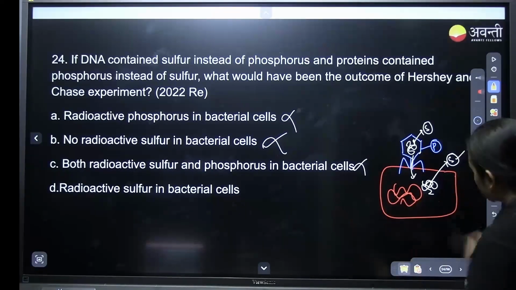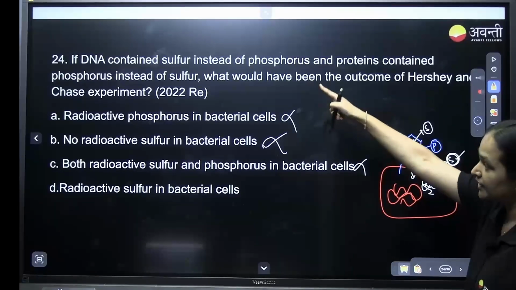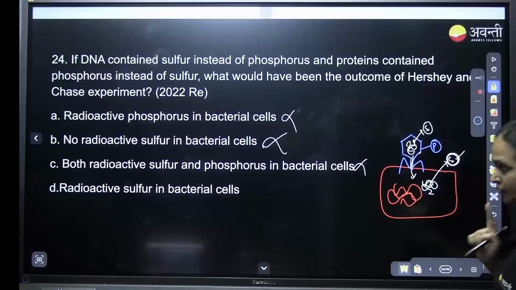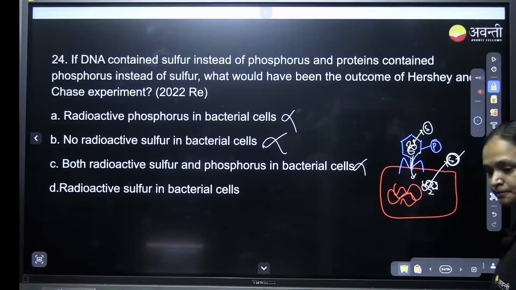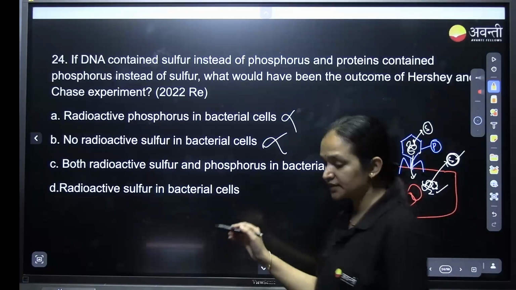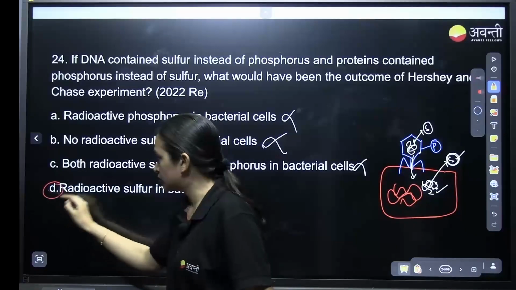Radioactive sulfur in the bacterial cell? Look, sulfur has come, radioactive sulfur. According to the question, they said DNA contains sulfur, which means the radioactive sulfur is in the DNA. It has come into the bacterial cell. So D for Delhi is the correct answer. Tell me, yes or no?